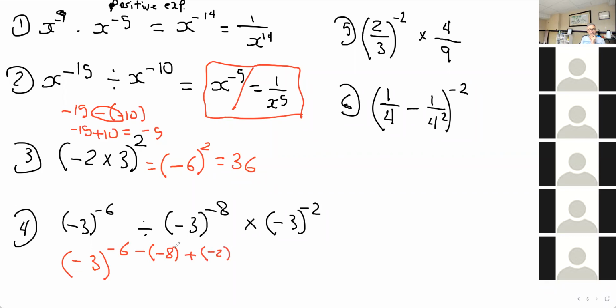Of course, I don't like the integers written like this. So for me, this becomes -3 to the power of -6 plus 8 minus 2, because two negatives make it positive, and this makes it negative, which gives me -3 to the power of 0, and anything to the power of 0 gives me 1. So that's how we answer this one.